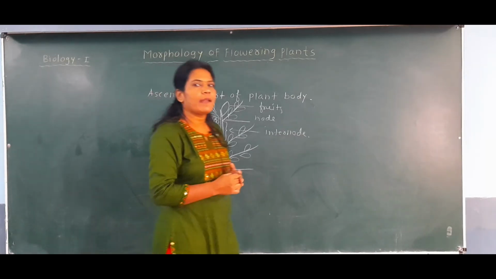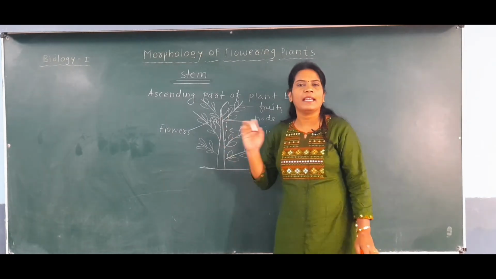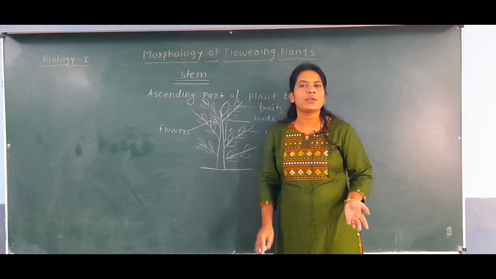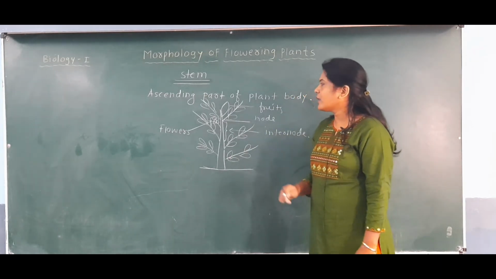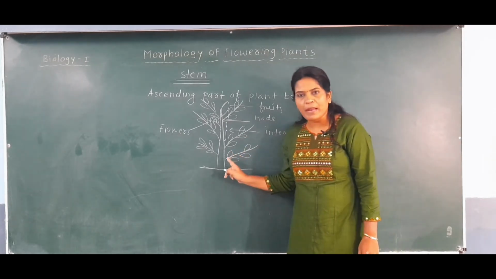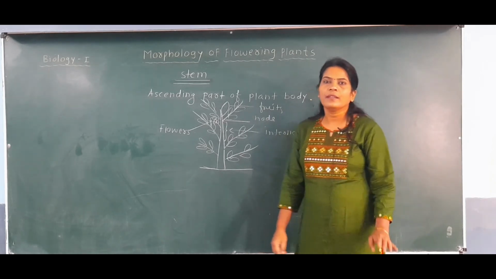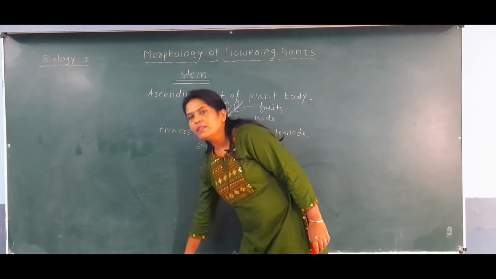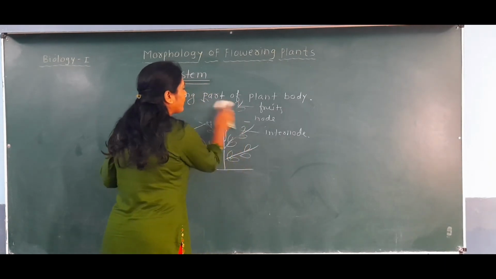So from this diagram we can say that the stem is green in color in the younger part. When it is mature it becomes woody and brownish. On the stem you can observe node, internode, different branches, leaves, flowers and fruits. Now we will see what is meant by bud and where on the stem you can observe this bud.